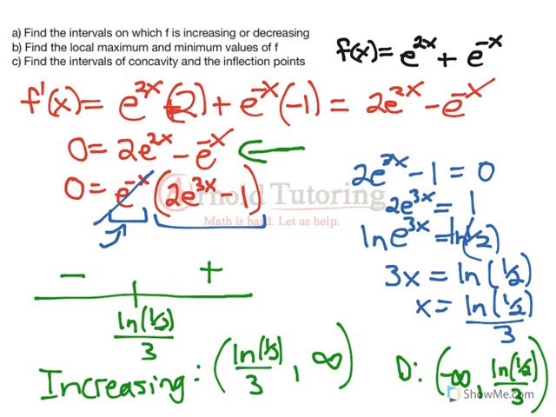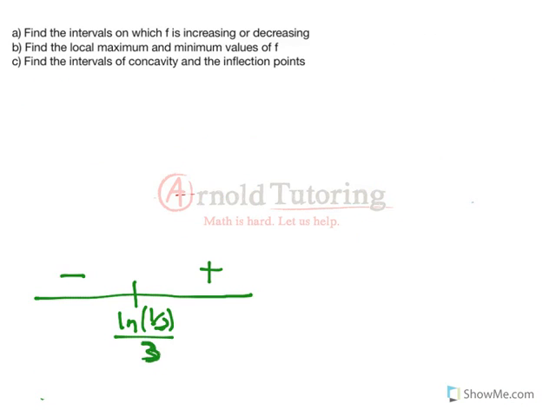So that's part A. Again, increasing, decreasing, that's the first derivative test. Find where it equals 0, put that on a number line, and then test either side of that value back in your derivative to see if you get positive or negative. Let's pause and look at B.